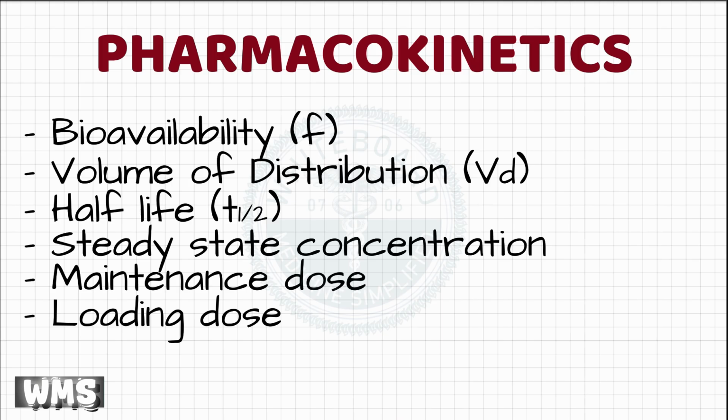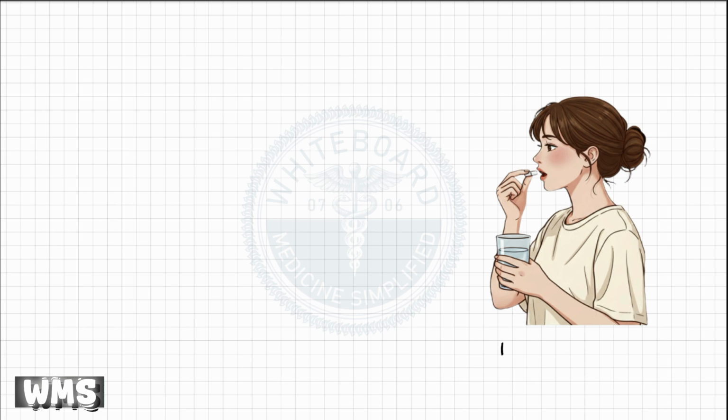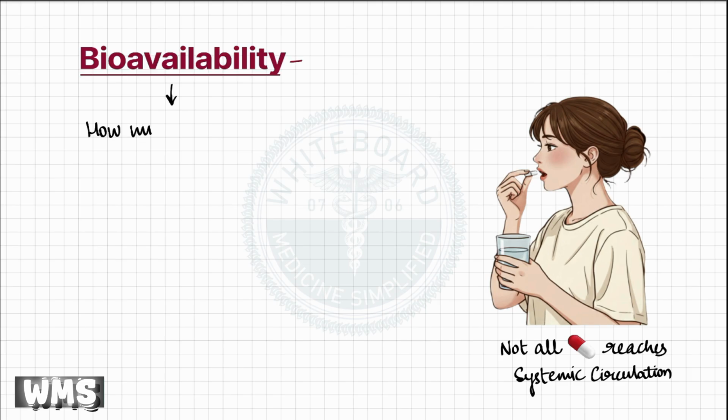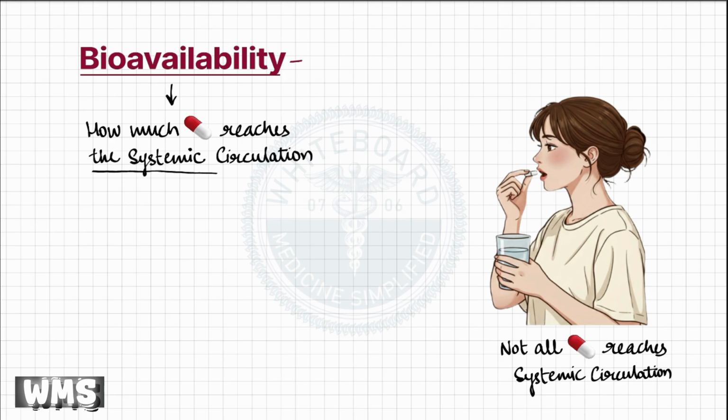So let's get started. When we take a drug, not all of the drug that we take reaches the systemic circulation. Some part of the drug is lost on the way to the systemic circulation. Therefore, bioavailability refers to how much of a medicine actually reaches the blood and can do its job.